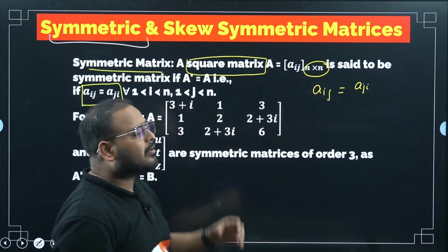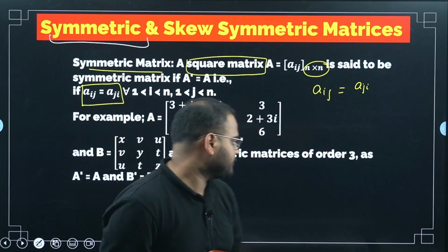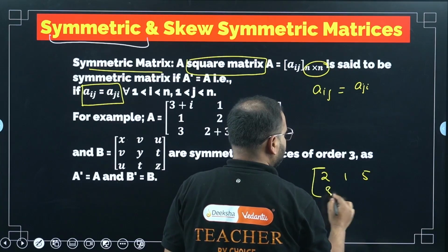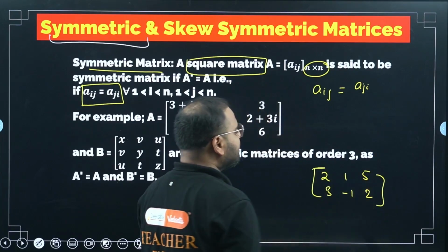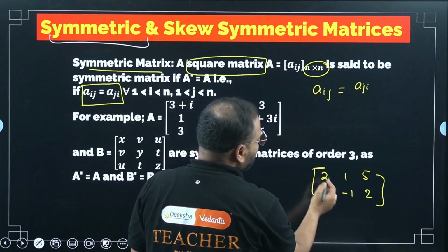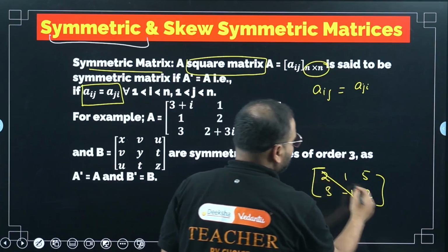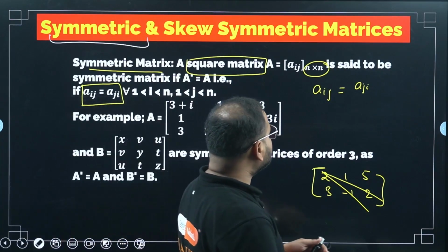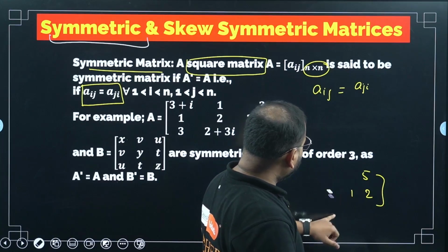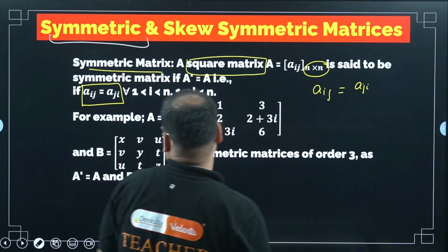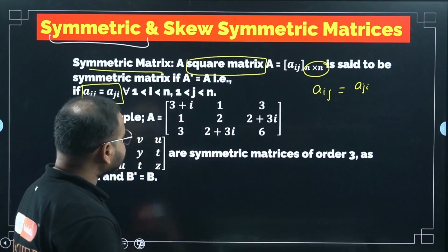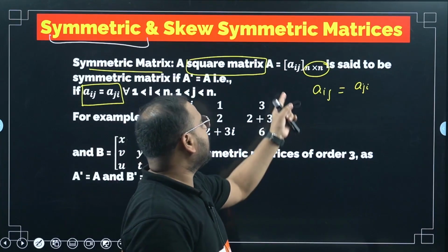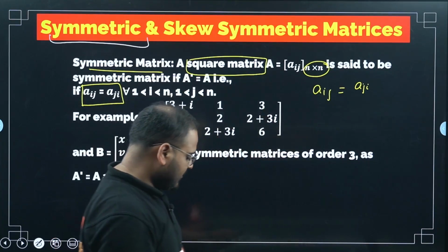Think about it: can you take a rectangular matrix and make symmetry? Let's say I take a rectangular matrix 2, 1, 5, 3, -1 and 2. Can I make symmetry over here? You will not, right? Because you will not even get a diagonal. Where is the diagonal? The diagonal itself does not exist, so how will you create a symmetry over it? Because symmetry exists about the diagonal. You will see it in the questions. So the matrix that we are considering as symmetric or skew symmetric will always be a square matrix.